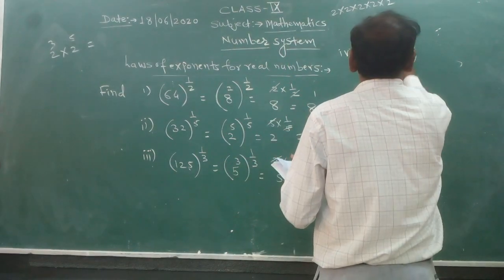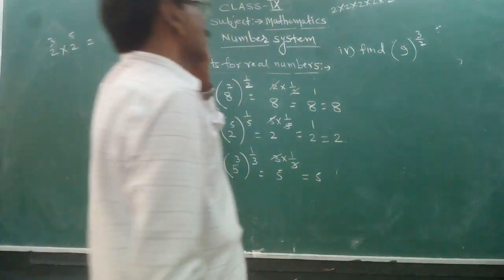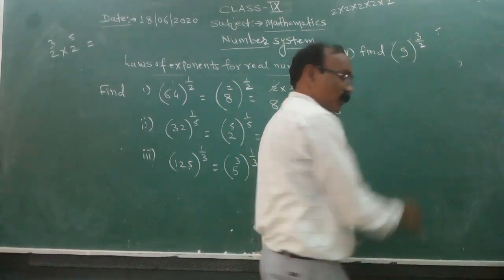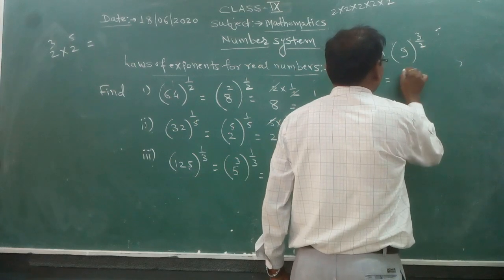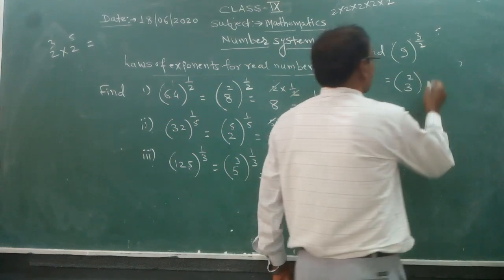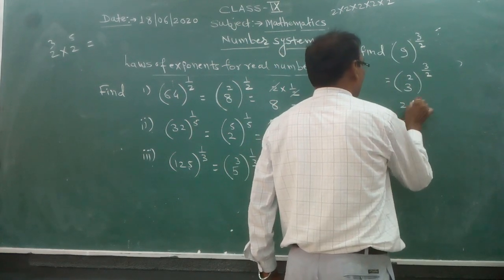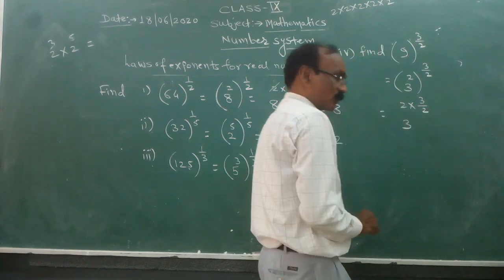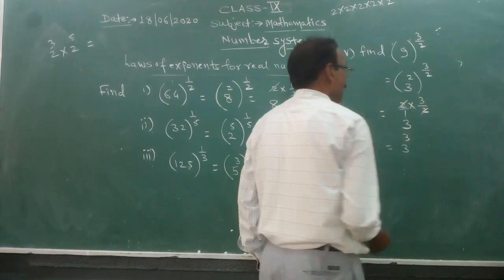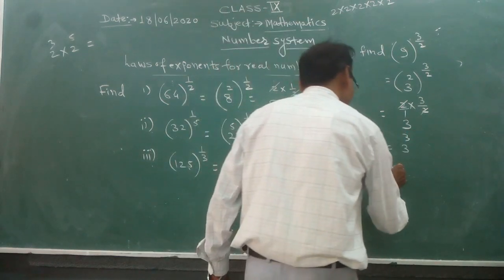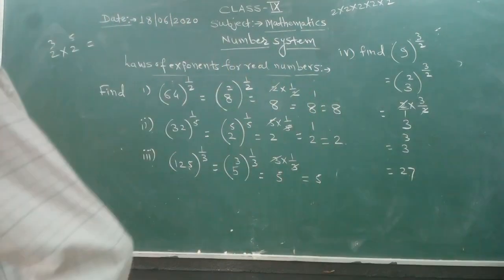Find 9 raised to the power 3 by 2. सिंप्लीफाई करो इसको. 9 raised to the power 3 by 2. यहाँ पे डिनोमिनेटर 2 है, क्या मैं 9 को पावर में लिख सकता हूँ 2 के पावर में? Yes, this will be 3 square. 3 into 3 means 9. So 3 square whole raised to the power 3 by 2. Take the product of the powers. 3 raised to the power 2 into 3 by 2. Here the denominator 2 is 1. Cancel this 2. So 3 raised to the power 3. Okay. So that is 27. 3 into 3 into 3.